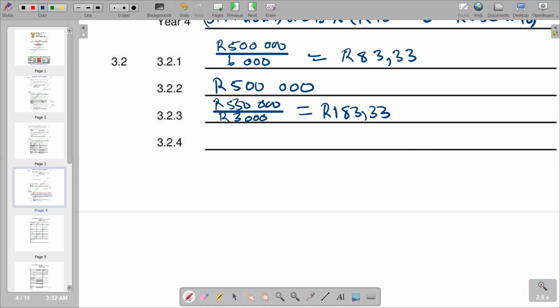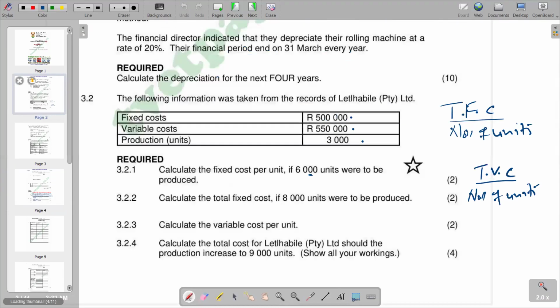So this is what we have for that part. And then we go to 3.2.4. Calculate the total cost for the tablet private limited should the production increase to 9,000 units, showing all your workings. So remember, the total cost, we're going to get it as fixed costs plus variable costs.